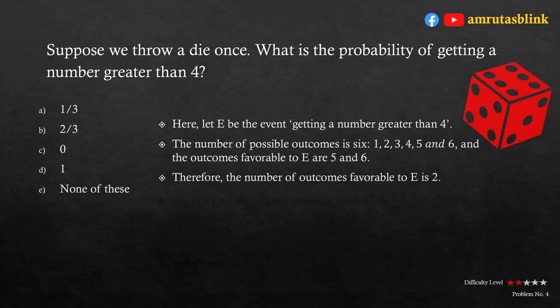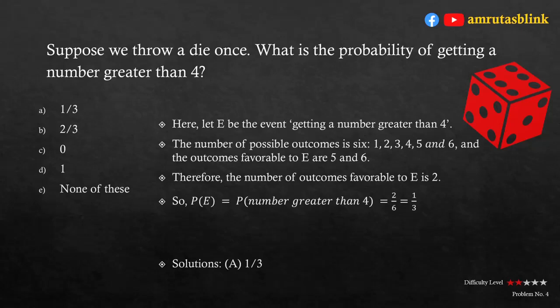Hence how many number of favorable outcomes are there? That is 2. So either 5 is a favorable outcome or 6 is a favorable outcome in this question, and hence the probability of the event, that is the probability of the number greater than 4, is equal to 2 upon 6, that is equal to 1 by 3, and hence it is answer option A.